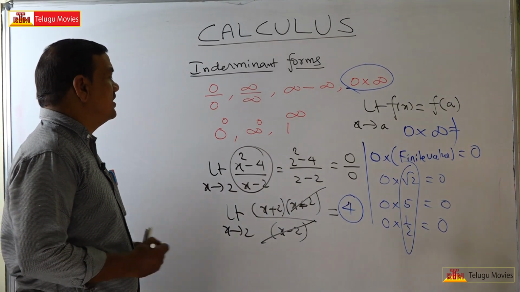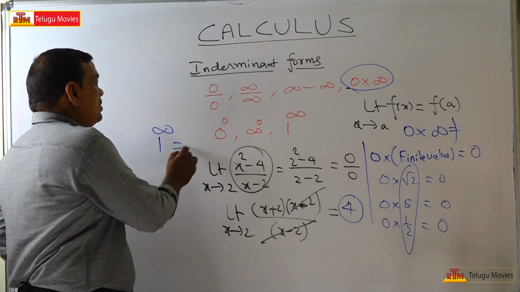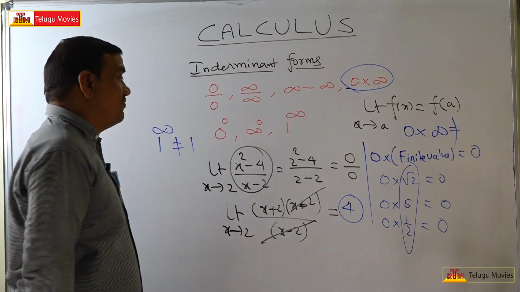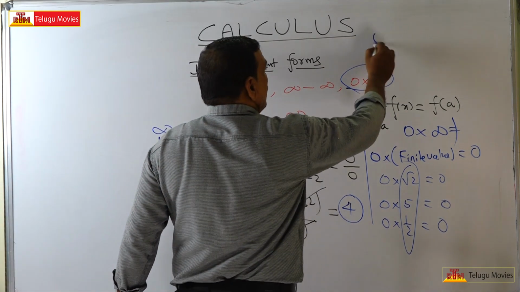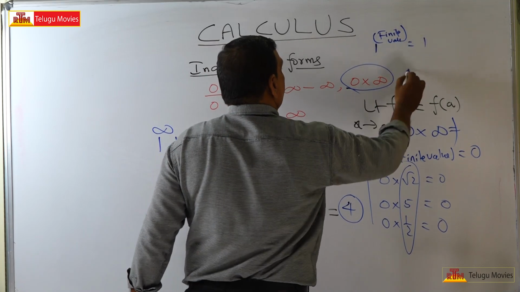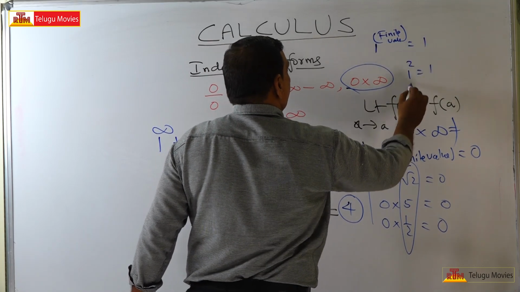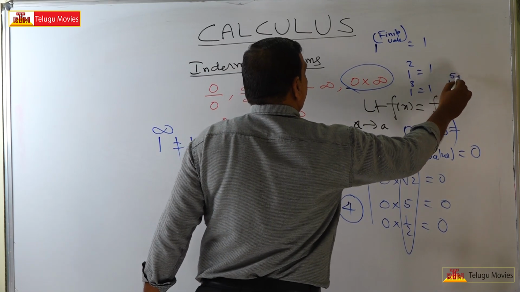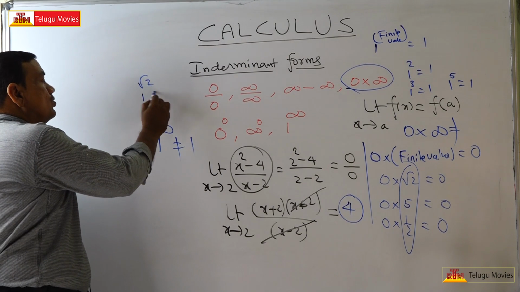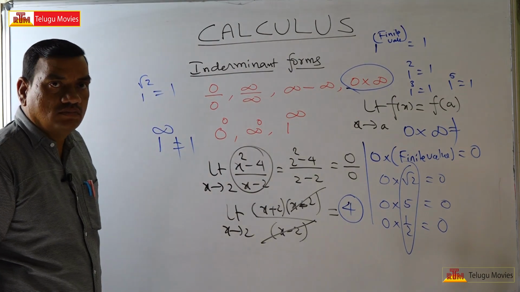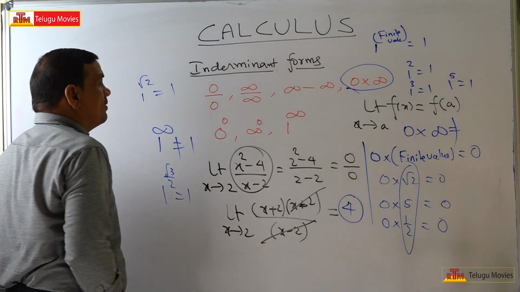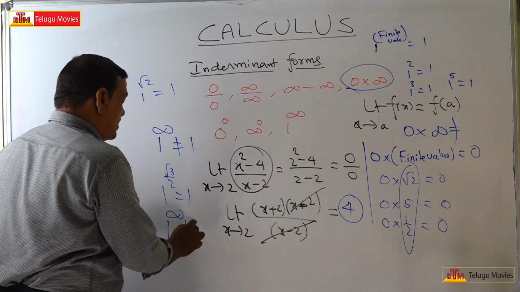Generally students have the opinion that 1 to the power of infinity is equal to 1? No. 1 to the power of a finite value is equal to 1. That is, 1 squared is 1, 1 cubed is 1, 1 power 5 is 1, 1 power root 2 is 1. Understand? 1 power 3 by 2 is 1, but 1 power undefined is not equal to 1.